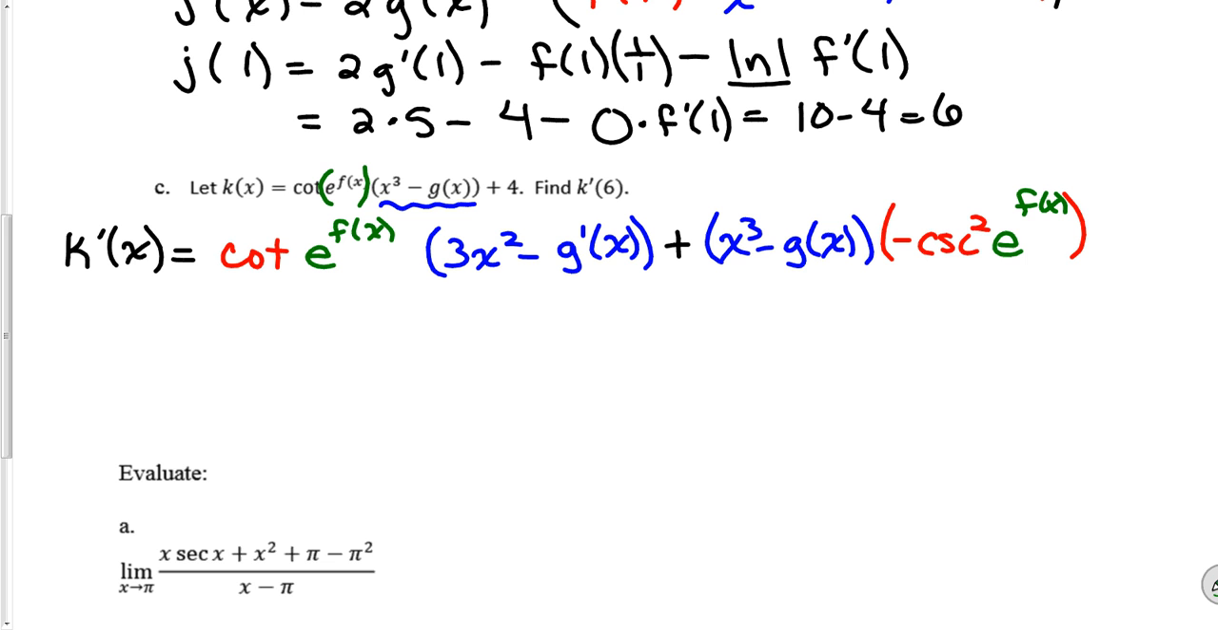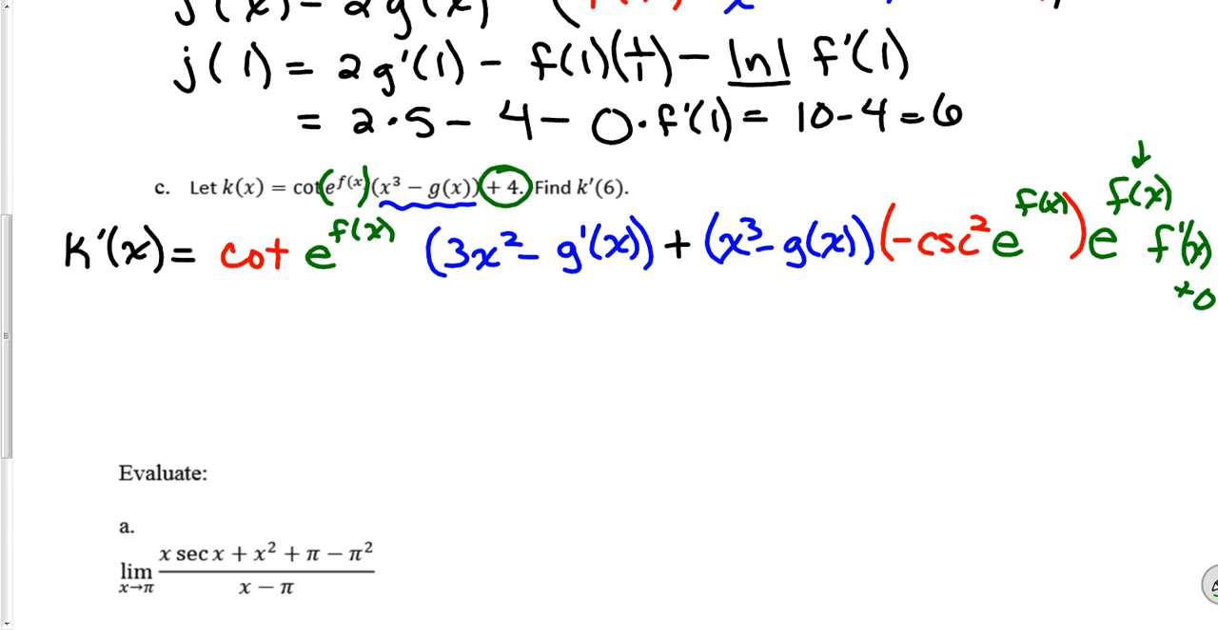The derivative of e to something is e to that something, and then times its inside, and its inside is f of x. So we're multiplying by f prime of x. Now don't forget there's this extra term over here, plus 4, and when I take the derivative of plus 4, that ends up being 0. So technically at the end I have a plus 0, but again we don't need to write that down.